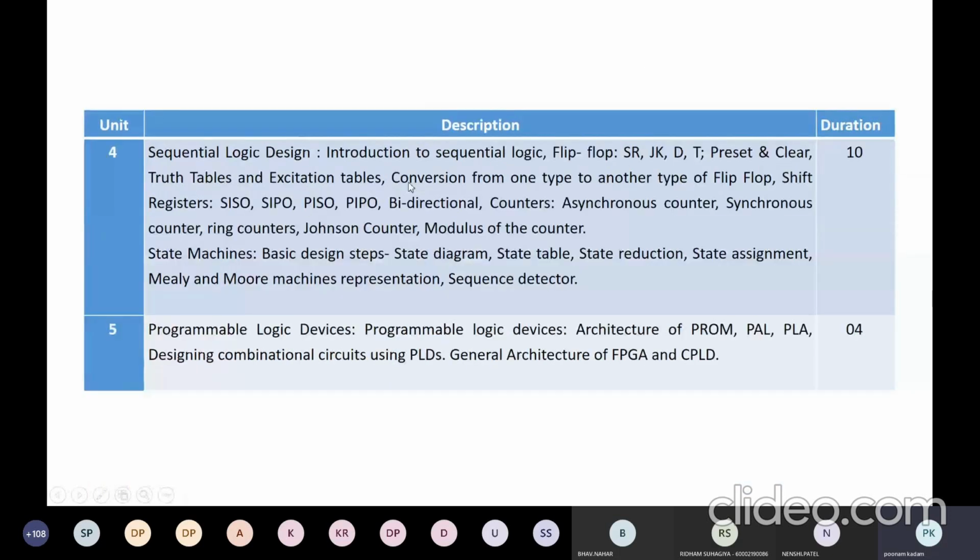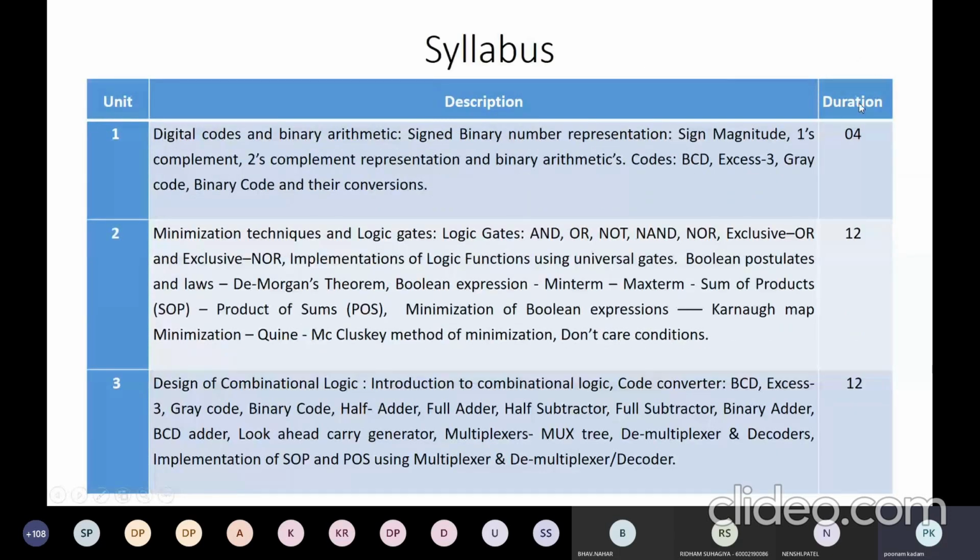The third column here, as you can see, is the duration. This is the estimated time that will be required to cover the unit. Okay. So apart from this theory, there is a lab component also associated with this course. As I said during the orientation of your class, there will be a total of 8 experiments, and there is one mini project also. So I will tell you what is to be done in the mini project later on.